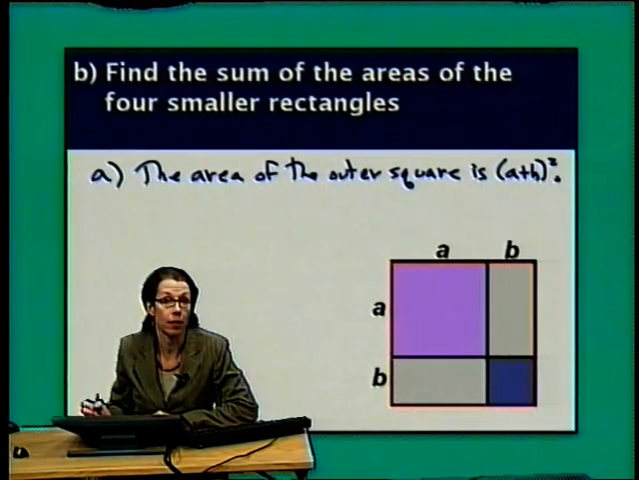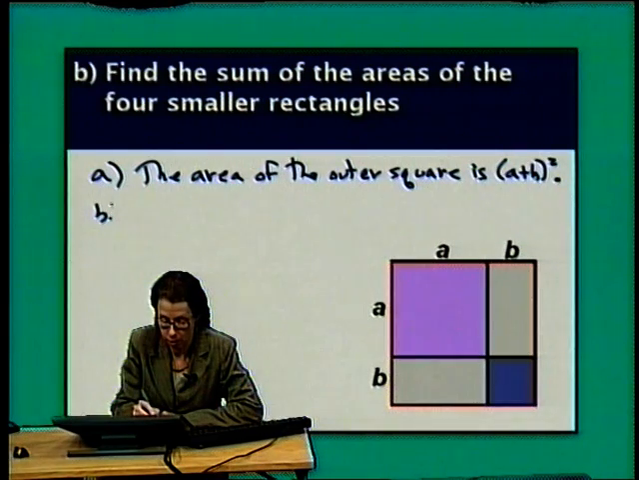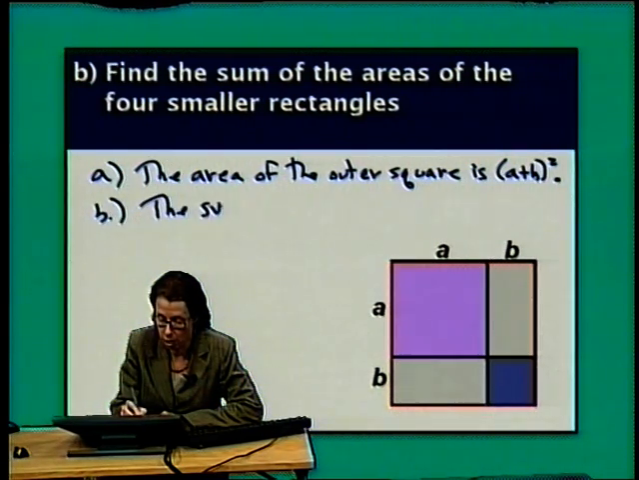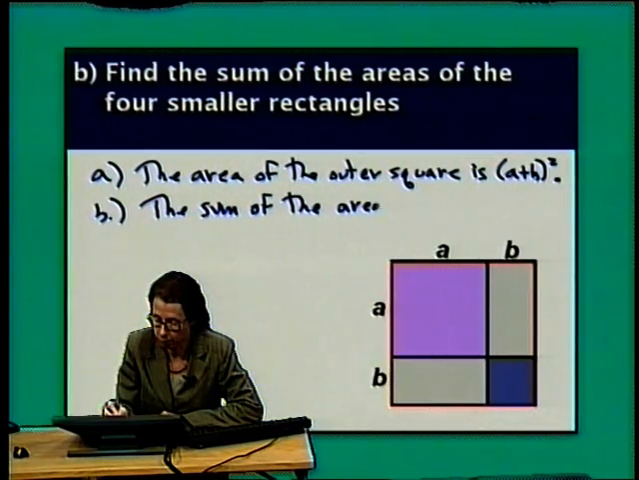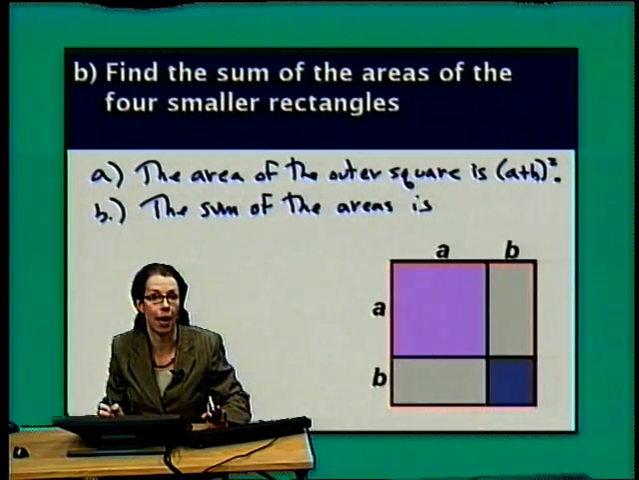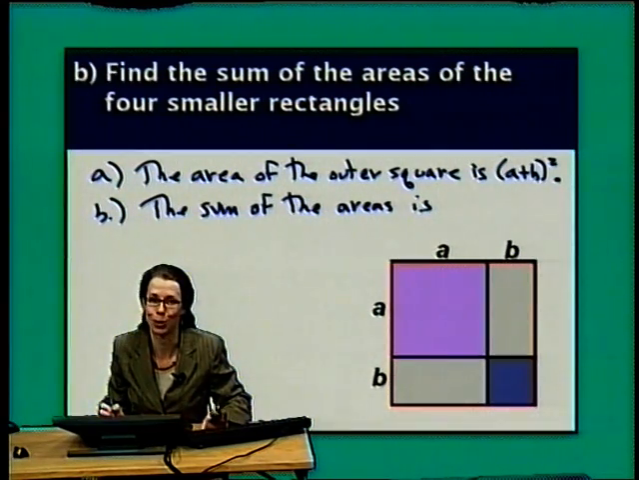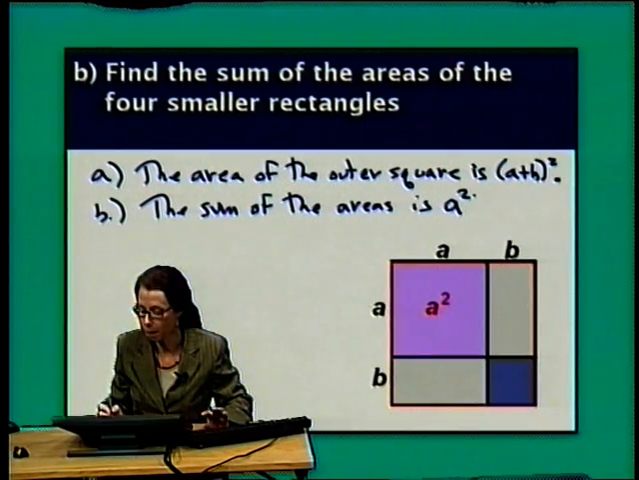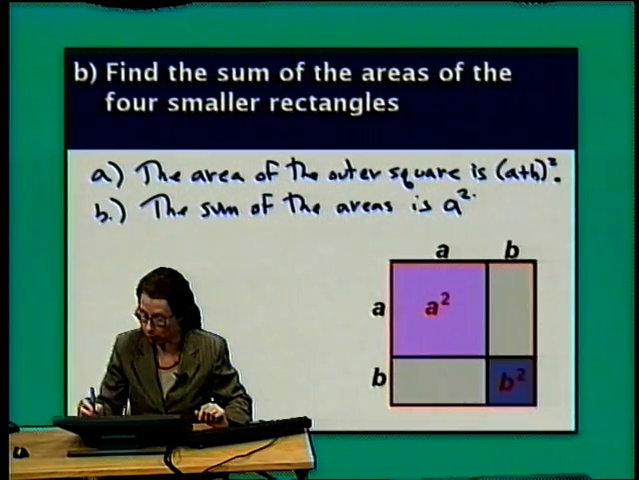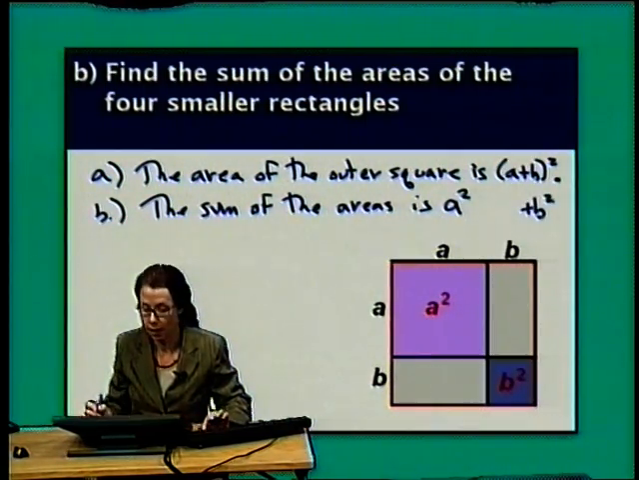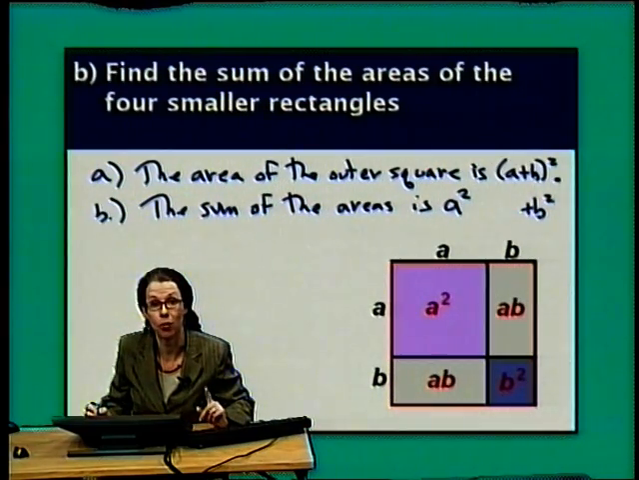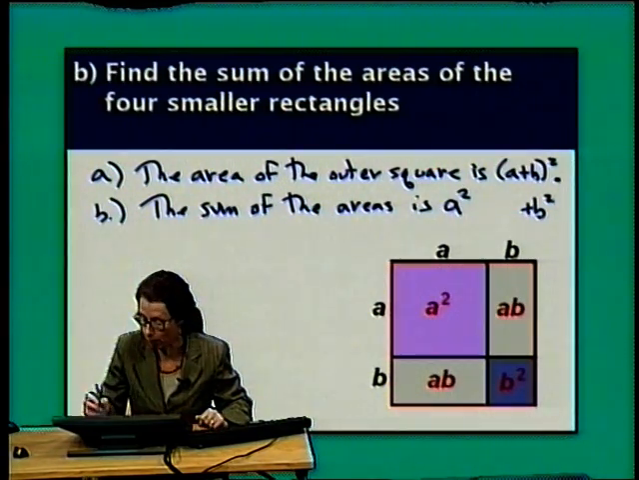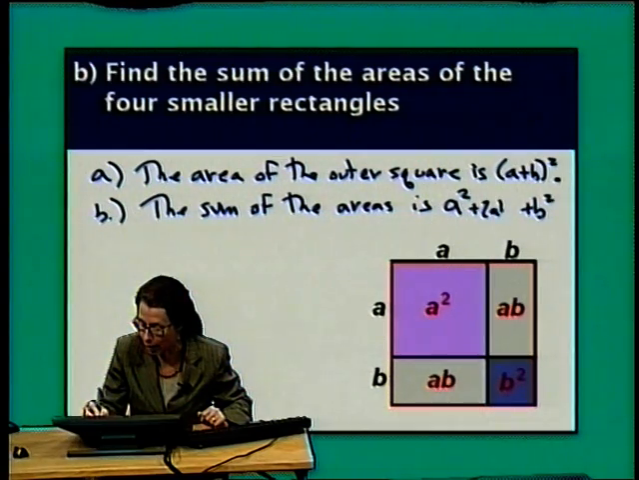Now let's find the sum of the area of the four smaller rectangles. So the sum of the areas is, let's look at the purple rectangle, which is a square. A times a is a squared. Then I have a b squared. And I have two rectangles of area ab. There's two of them. So I'm going to write this as 2ab.